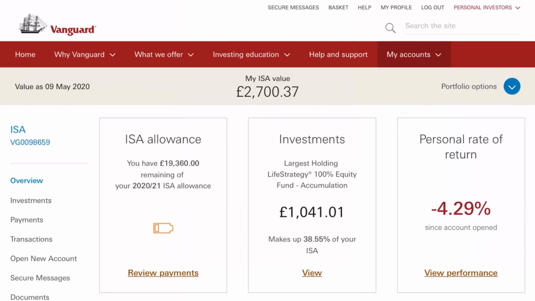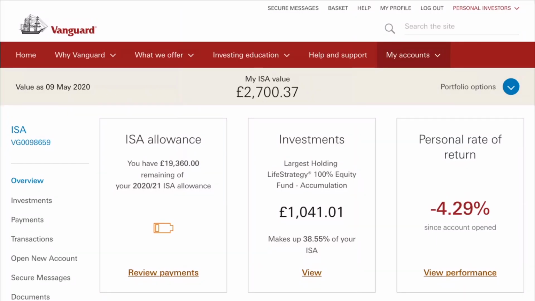When logging into your Vanguard account, this is the landing screen that you'll see. This basically gives you an overview of your account. It shows you the total value of your account at the top, labelled My ISA Value. You can see the largest investment that you currently possess within investments, and with each of these different boxes, you can really drill down and get lots more information on the specifics by clicking on the tabs below.